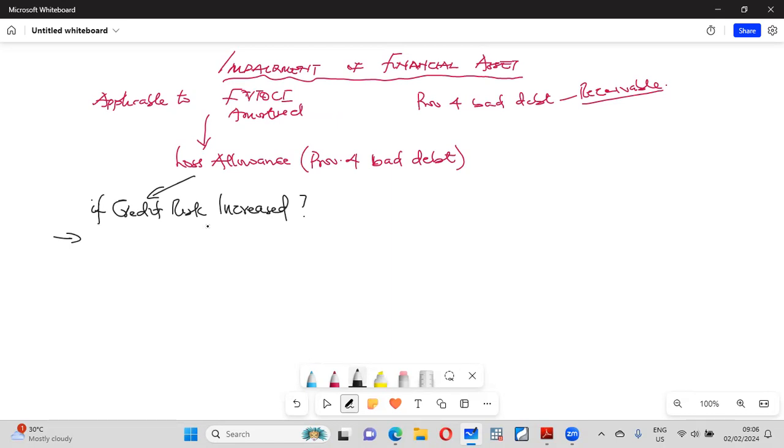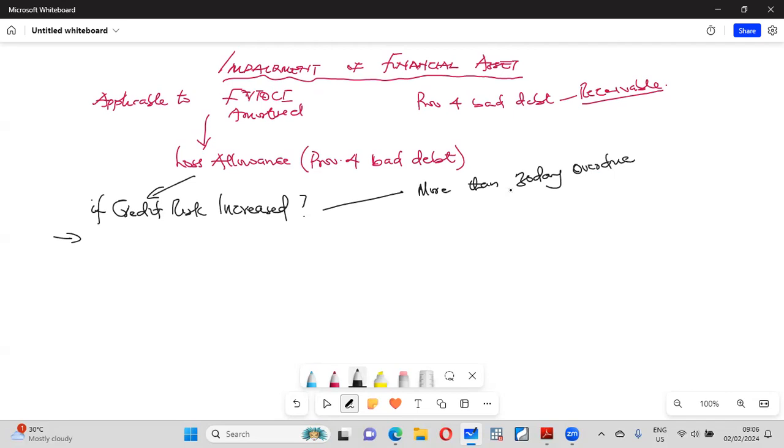We will look at situations of credit risk increase. How will you know credit risk is increasing? Or how will you know the receivable is credit impaired? These are the signs. We all know that if debts are more than 30 days overdue, then it means that there is a credit risk increasing. All right. It means the thing is credit impaired.